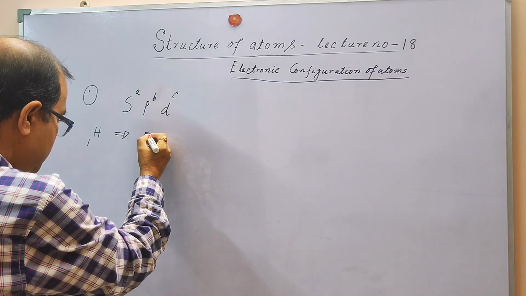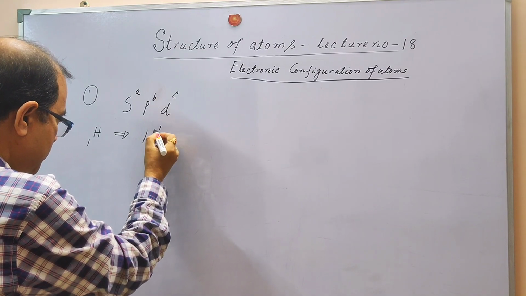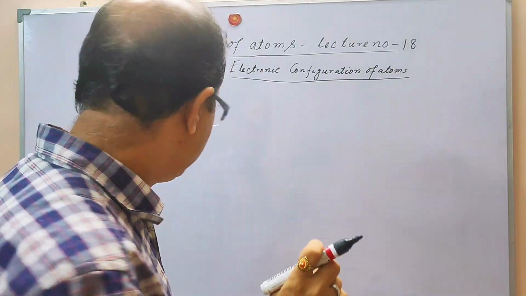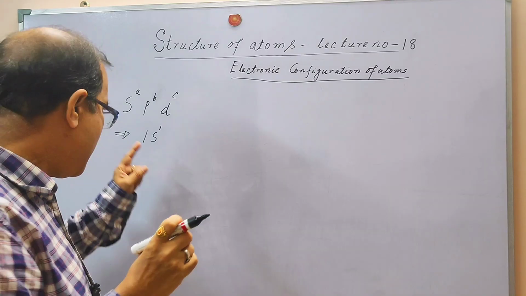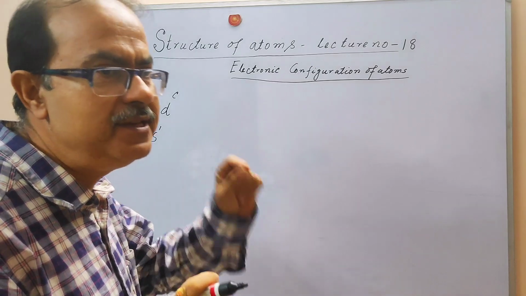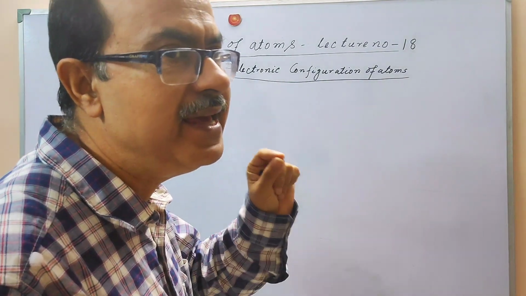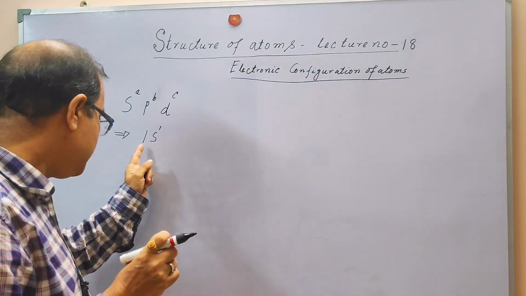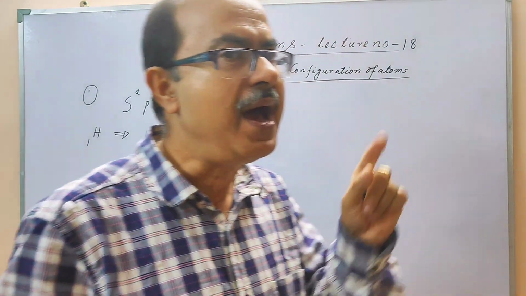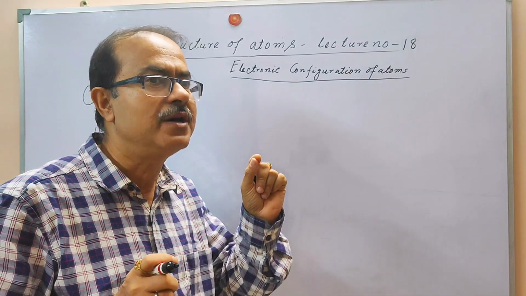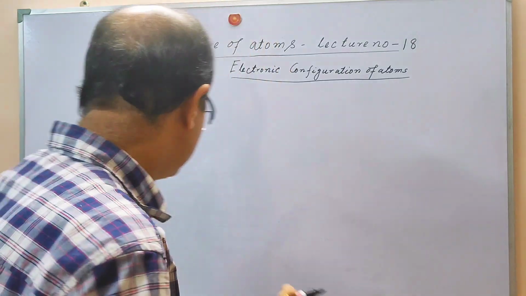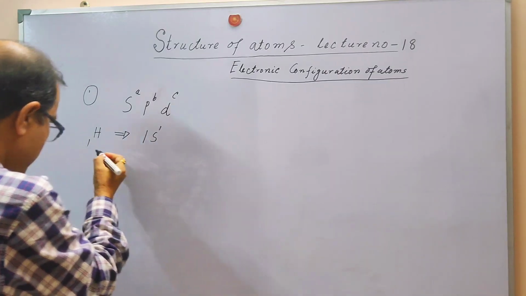So we can write 1s1, meaning this one electron will be filled in the s subshell, and the principal quantum number is 1. In the s subshell, the one electron will be put, and this subshell is present in the principal quantum number 1. So we can write 1s1.